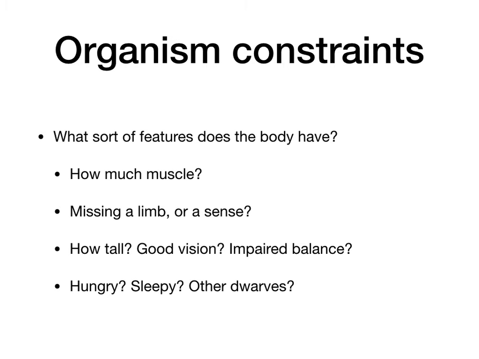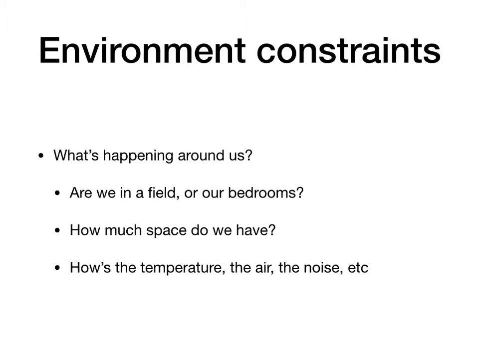And then finally, environmental constraints. What we've talked about is that the task is this specific thing I'm trying to achieve, and my body and other internal states are the organism constraints. The environment constrains additional things. If I'm trying to catch a ball in an open field versus in my bedroom, that constrains how many steps I can take to try to catch this ball.